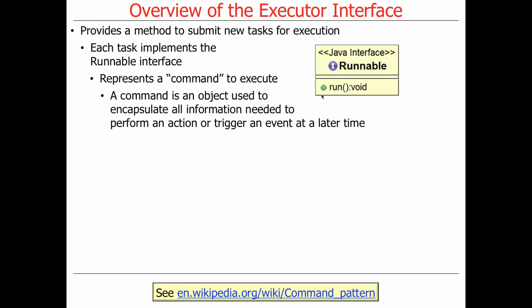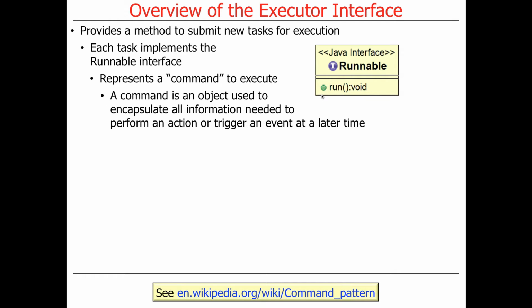Essentially, what the Runnable does is it defines a command. And a command in this context is using the term from the command pattern from the Gang of Four book. Hopefully you've been exposed to that in other courses. A command is basically an object that's used to encapsulate all the information that's needed to perform an action or trigger an event at a later time. So in this particular case, the runnable command is going to encapsulate the behavior that will be run typically in a different context, typically in a different thread.